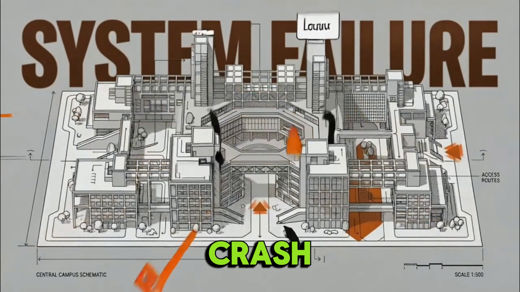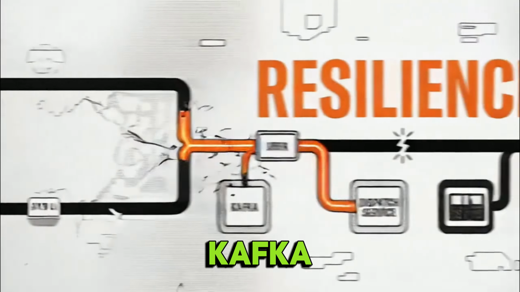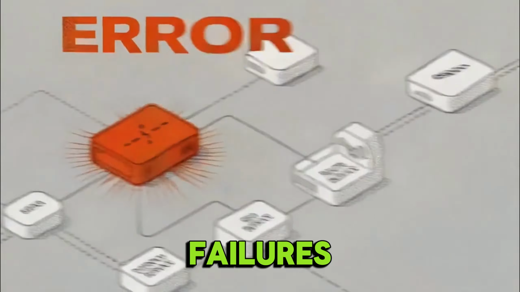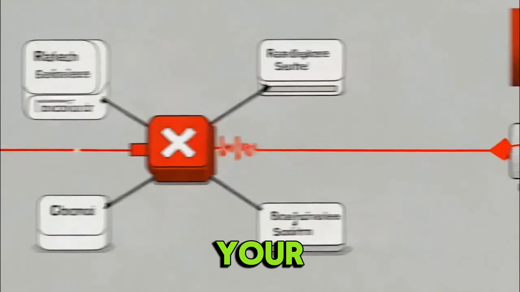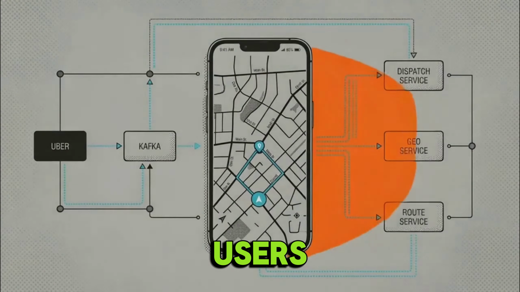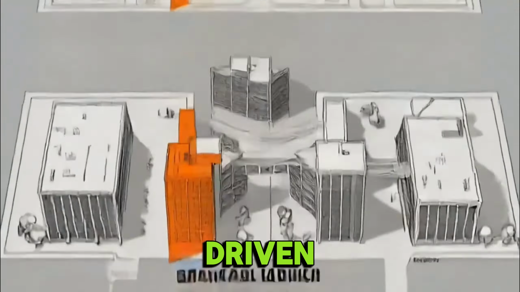Machines crash. Networks partition. Services run out of memory. Kafka brokers restart during rolling upgrades. The question is never whether failures will happen. The question is whether your architecture absorbs those failures without visible impact to users. Uber implements 3 critical resilience patterns across their event-driven platform.